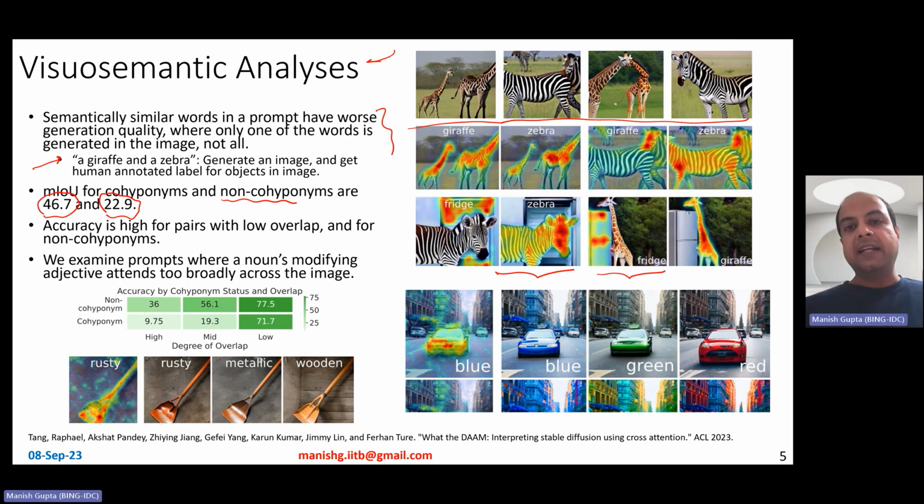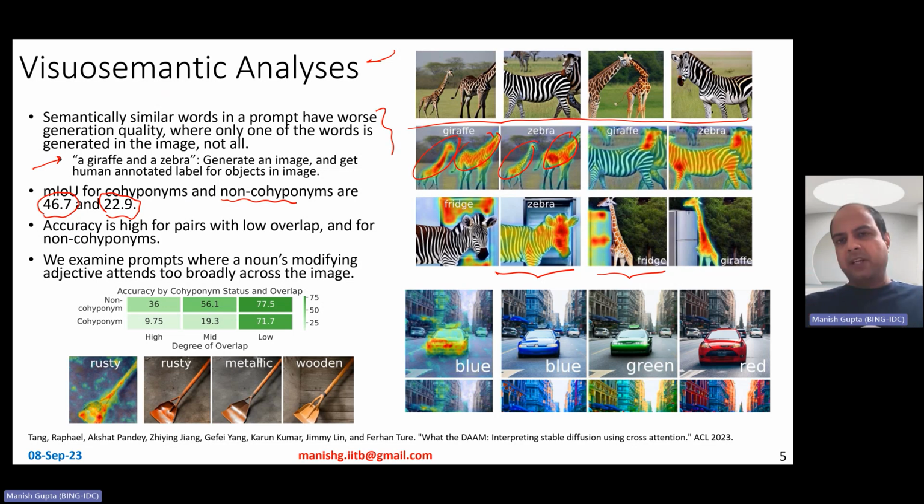That is why, in fact, the model feels that it has already done the job. It feels that if the caption was a giraffe and a zebra, well, if you look at the heat maps, the word giraffe and the word zebra have almost the same heat map, although giraffe and zebra are two different words and the image is exactly the same.